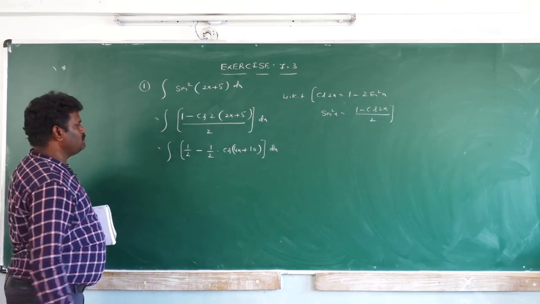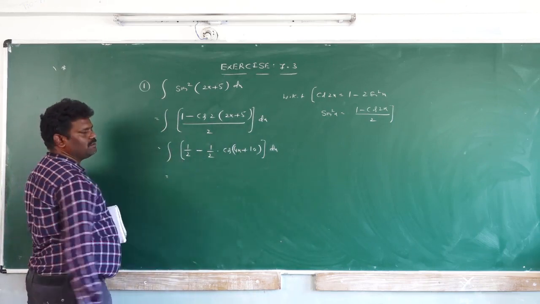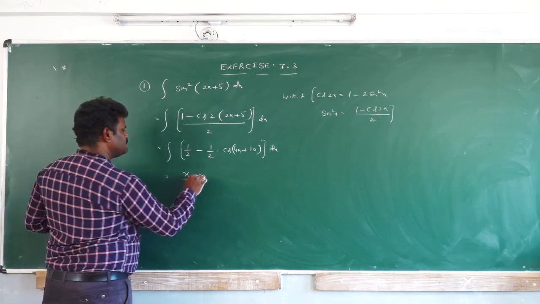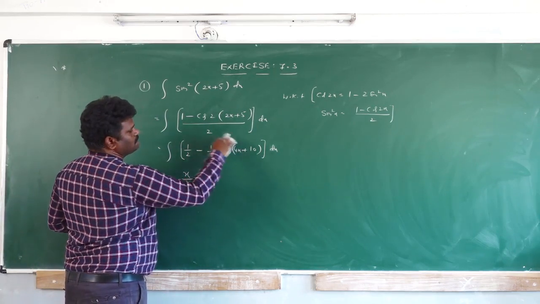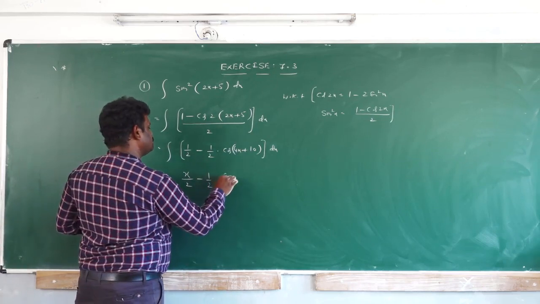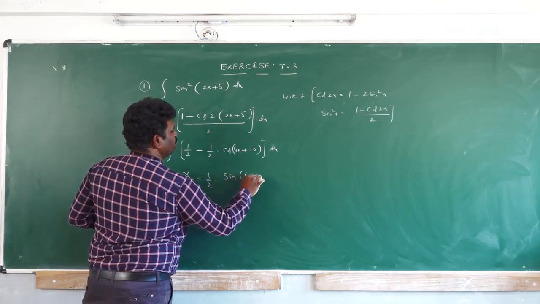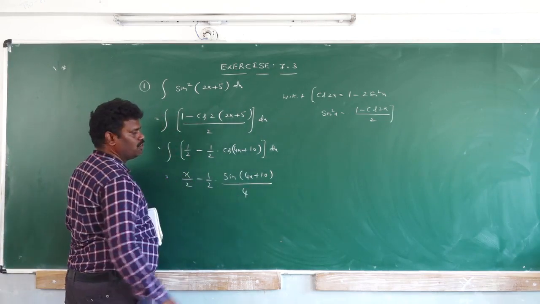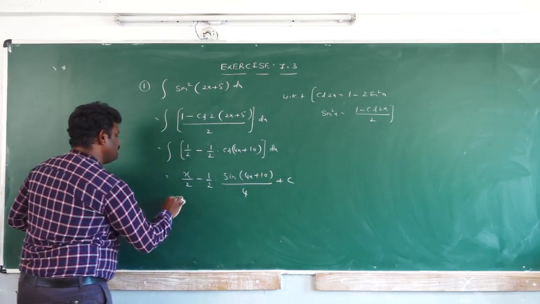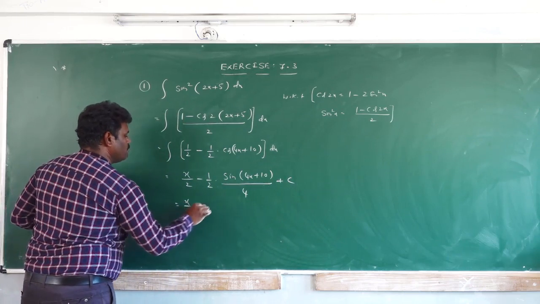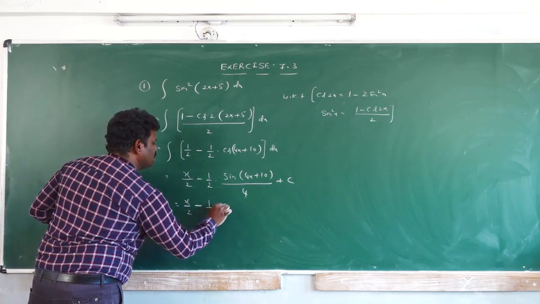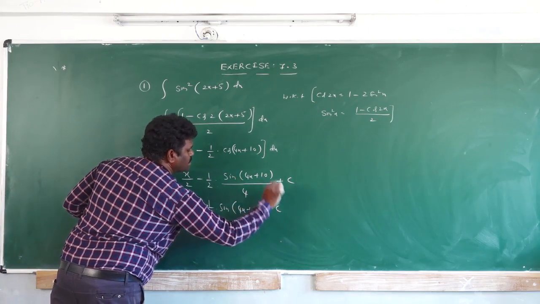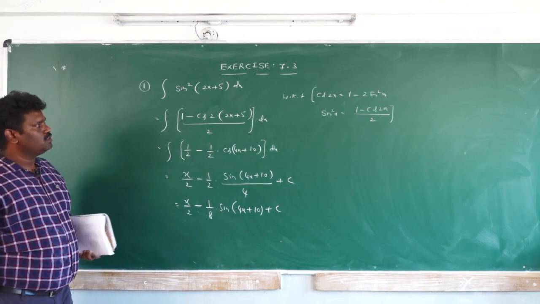Now the integral of this function: here 1 by 2 is a constant, so we get x by 2 minus 1 by 2 times the integral of the cos function, which is sine of (4x plus 10) divided by 4, plus c. So finally we get x by 2 minus 1 by 8 sine of (4x plus 10) plus c. Okay, so that is the first one.